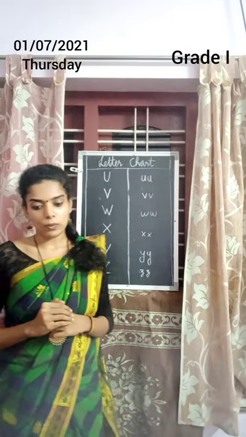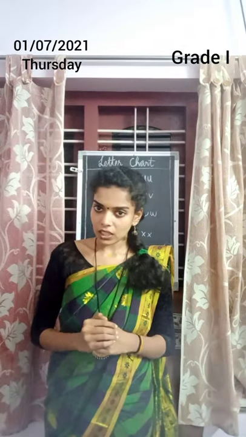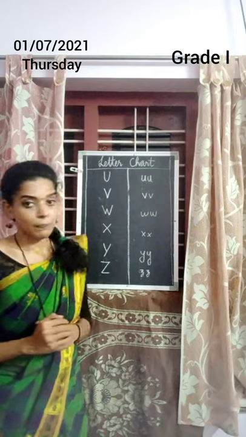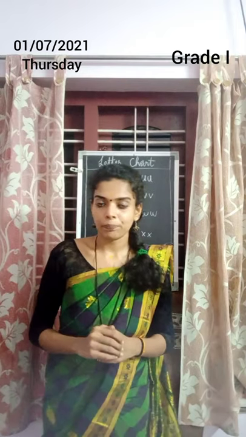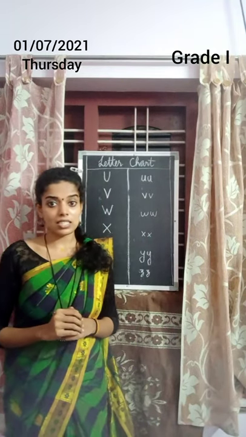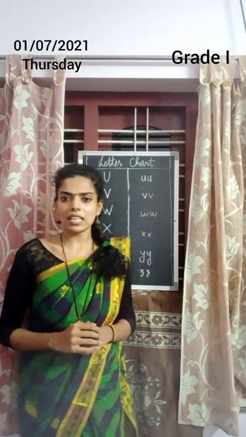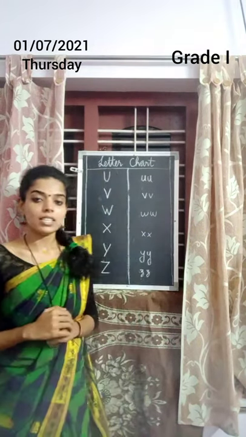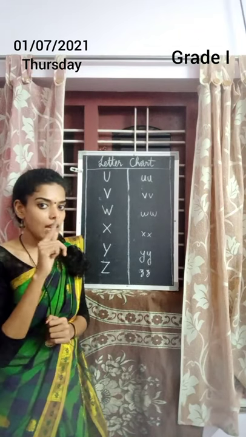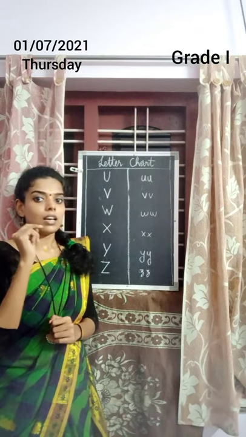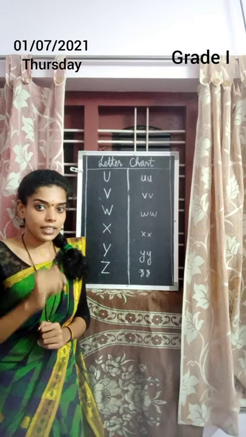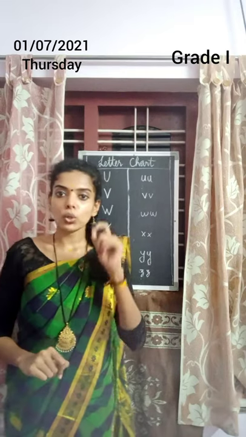Okay. The next one is T. What's the sound of T? It's T sound. D is D sound. T is T sound. T, train. T, turtle. T, truck. T, tiger.